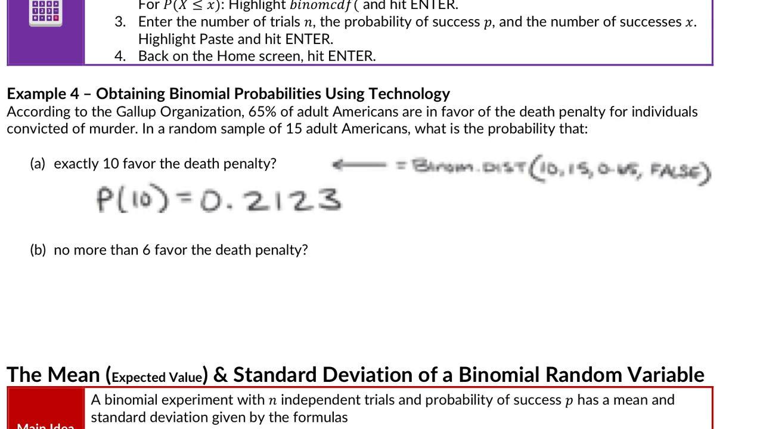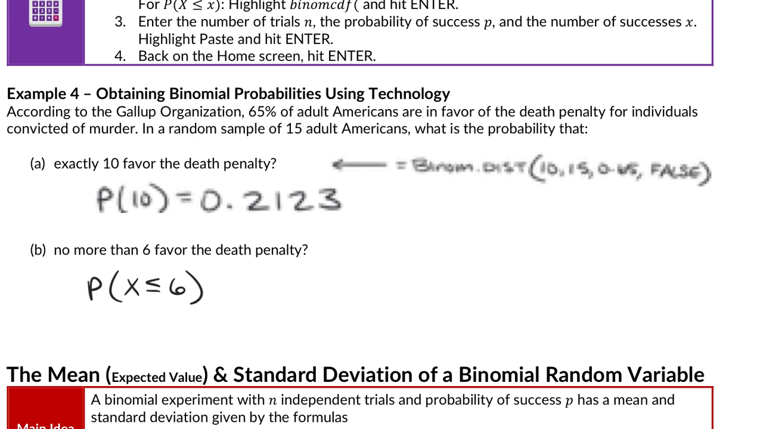The second question here says no more than 6 favor the death penalty. If I'm doing no more than 6, that means I'm doing x is less than or equal to 6, because it's no more than 6. At this point, we have two options. Because we've already done the entire distribution, you can take the number 6 and below and add them together.